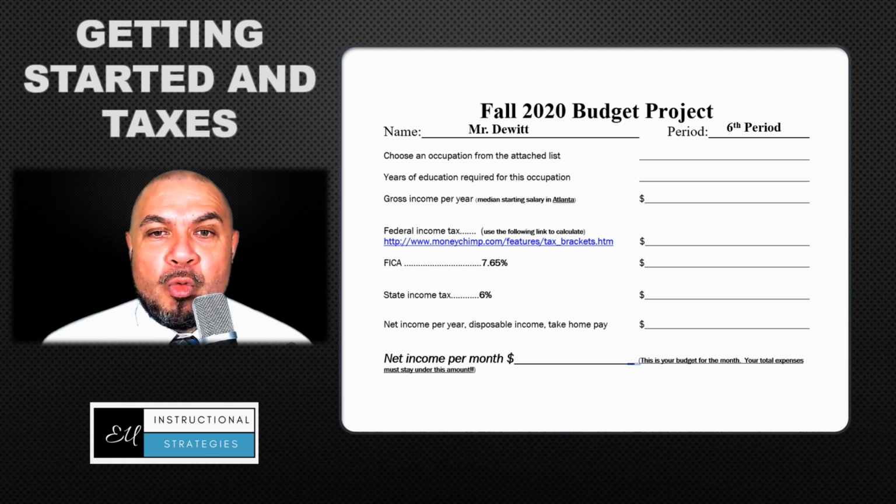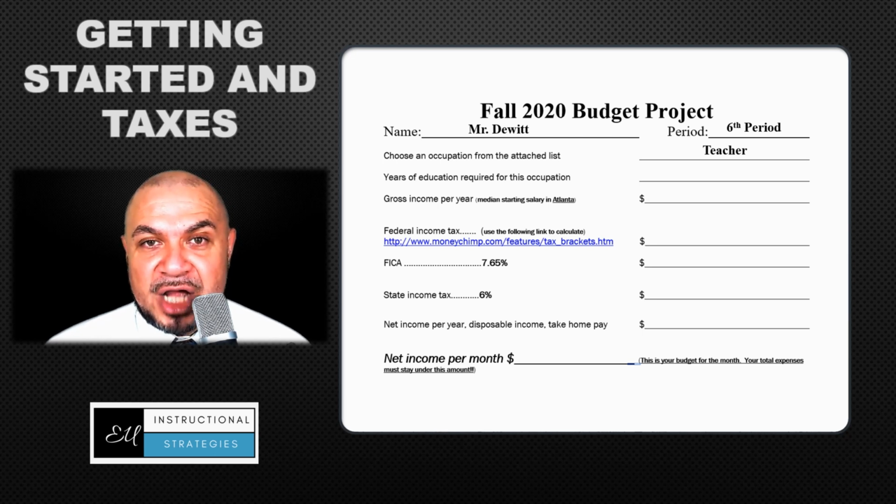All right, so once you have your project on the first page with the fall 2020 budget project up, the very first line is going to ask you for your occupation. Write your job or occupation on that line. The very next line pertains to the years of education that it takes in order to achieve that job.